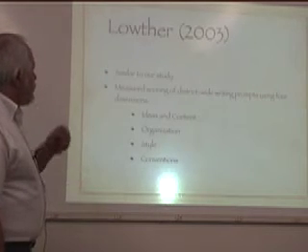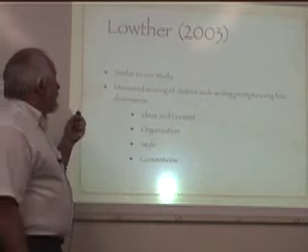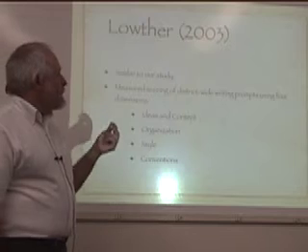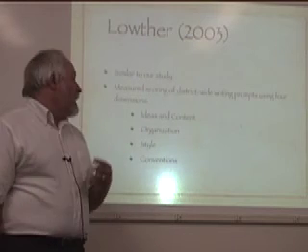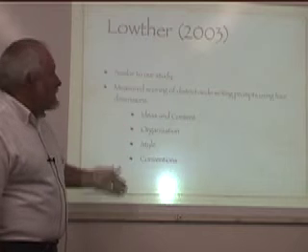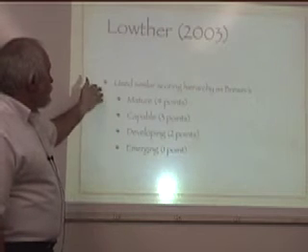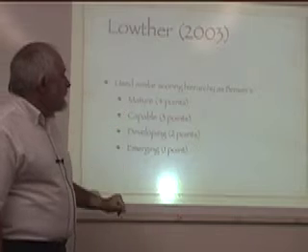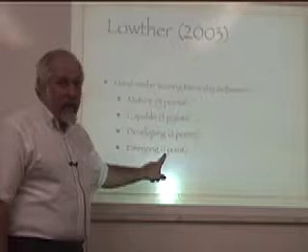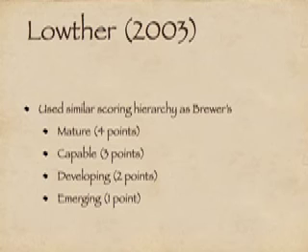Lothar in 2003 did a study very similar to ours, and what they did is kind of what we did. They measured the scoring of district-wide writing prompts using 4 dimensions: ideas and content, organization, style, and conventions. They also used a scoring hierarchy just like ours, in that they used 4, 3, 2, and 1 points. They used mature, capable, developing, and emerging, whereas in Brewer we would use exceeds the standard, meets the standard, partially meets the standard, and does not meet.